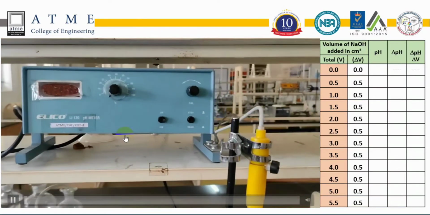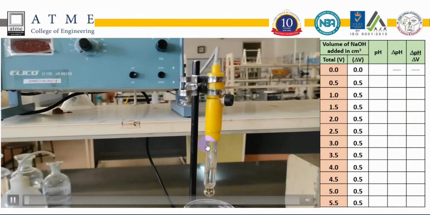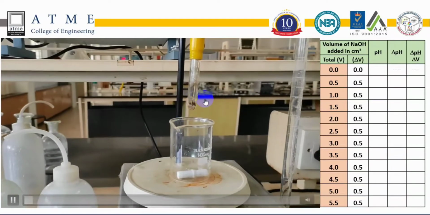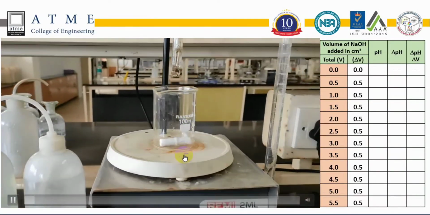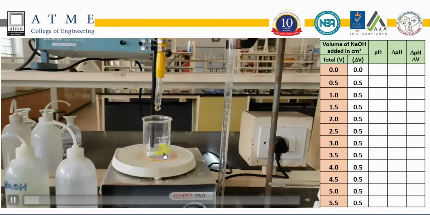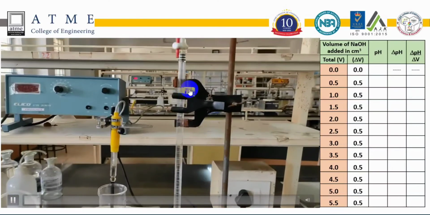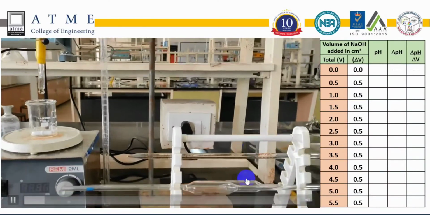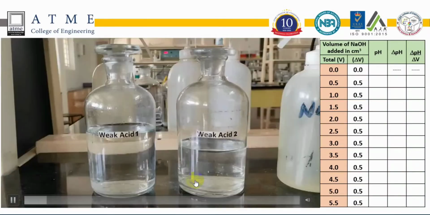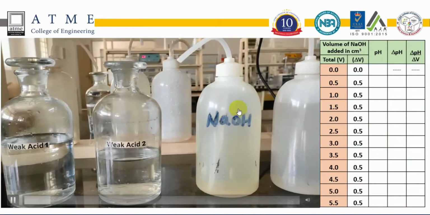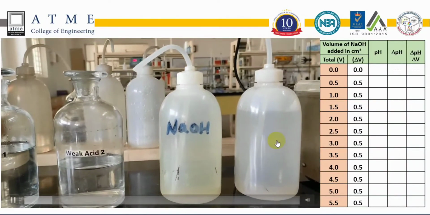We need a pH meter. We need an ion selective electrode, that is a glass electrode which identifies H plus ions, a beaker, a magnetic bead, a magnetic stirrer, and a burette with stand. We need a pipette. We need a given weak acid, standard NaOH, and distilled water.